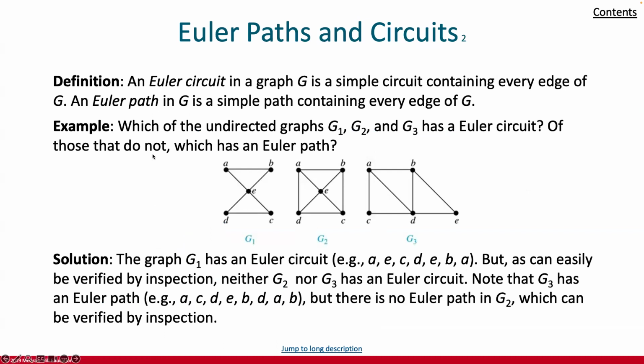Okay, here is the definition for a Euler circuit. We have an example that walks through it as well. I already mentioned some of this. A Euler circuit in a graph G is a simple circuit containing every edge of G, and a Euler path in G is a simple path containing every edge of G.